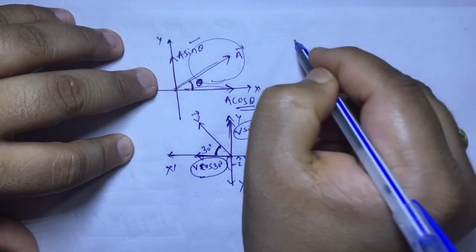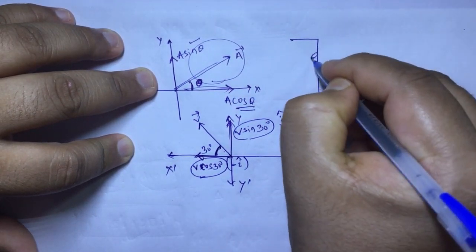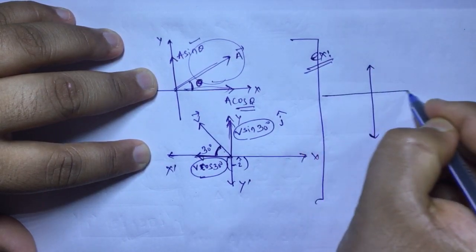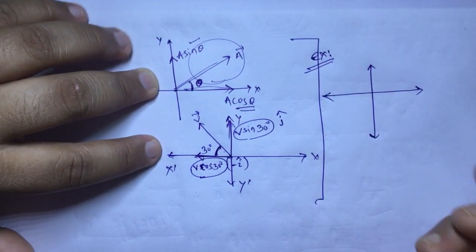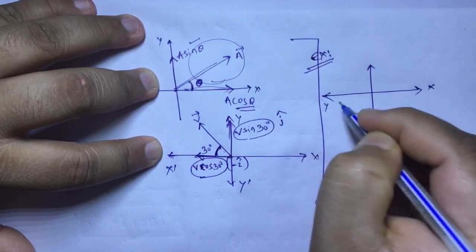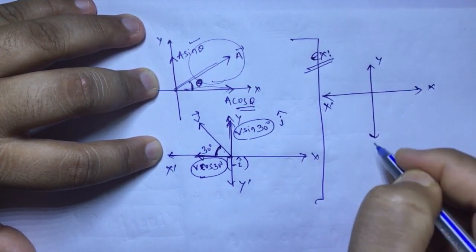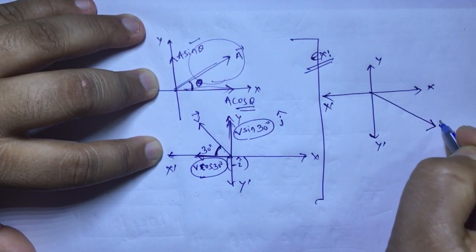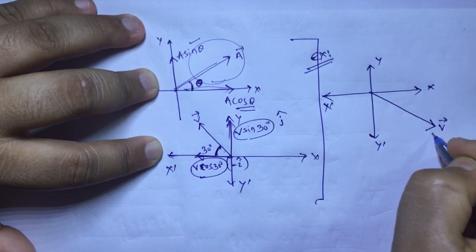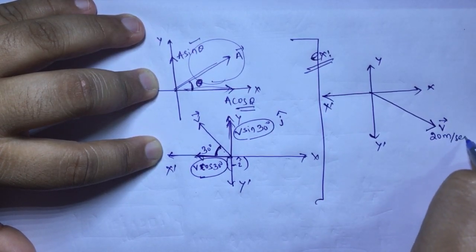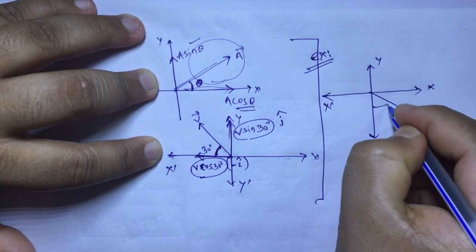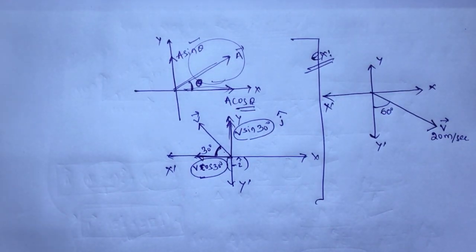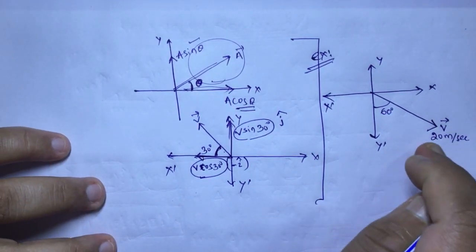Okay, let us take an example. By using this shortcut, let us do one proper example. Let this be the x axis, x dash axis, y axis and y dash axis, and a velocity vector v vector equal to, let it be 20 meter per second, making an angle of 60 degree here. And the question is, write down the mathematical form of this vector.